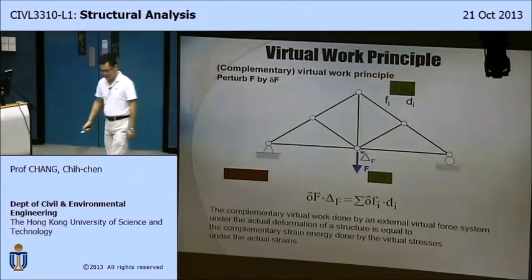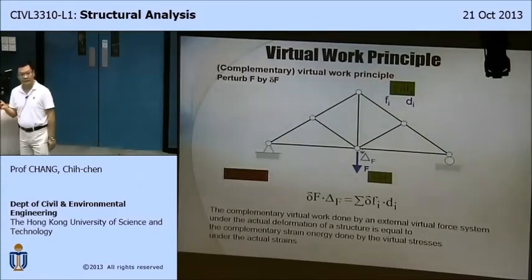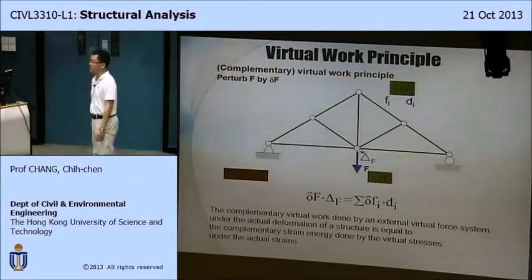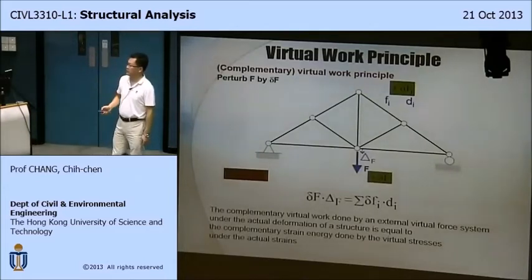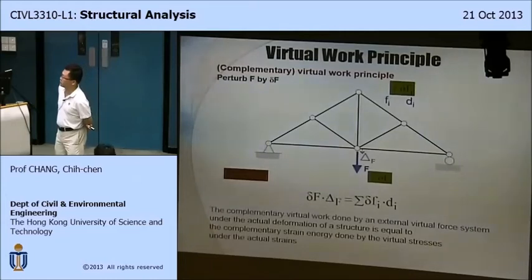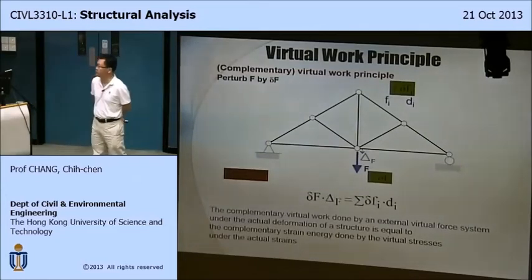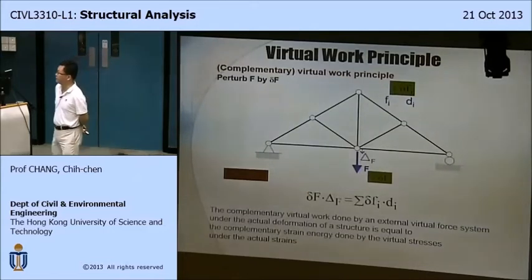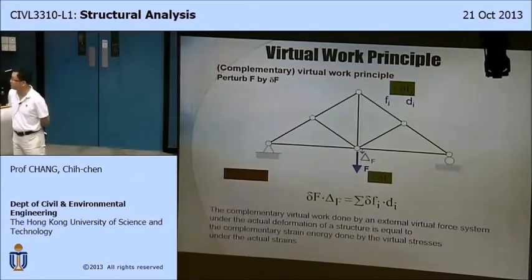OK, so the virtual work principle says this. Now, this is a principle, but I'll show you how you can use the principle to calculate in the next slide. So it says this. The complementary virtual work done by external virtual force system under the actual deformation of a structure is equal to the complementary strain energies done by the virtual stresses under the actual strains.